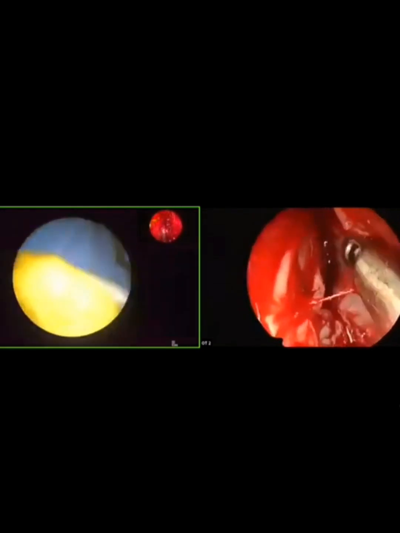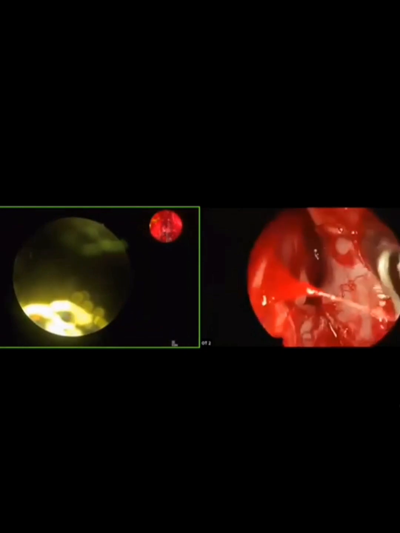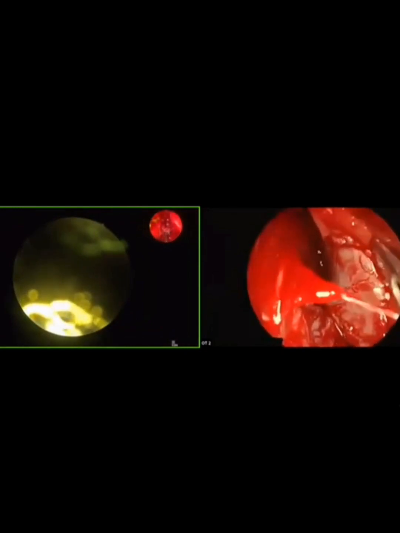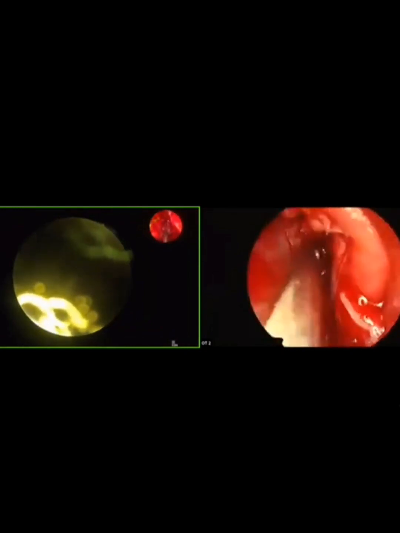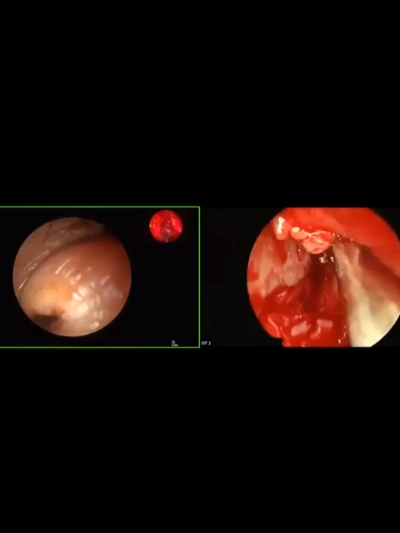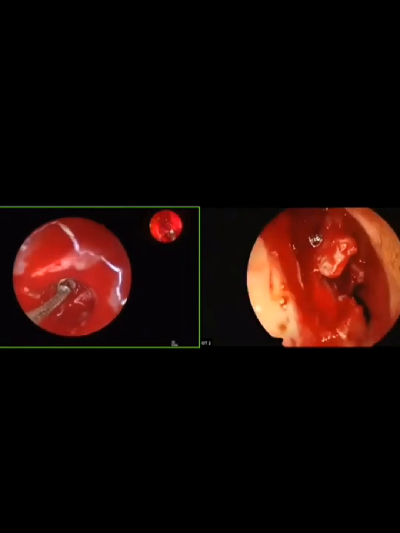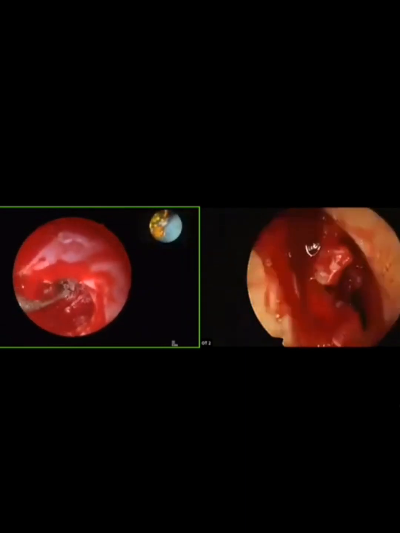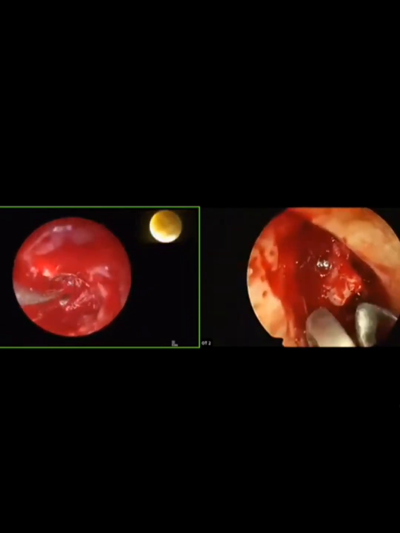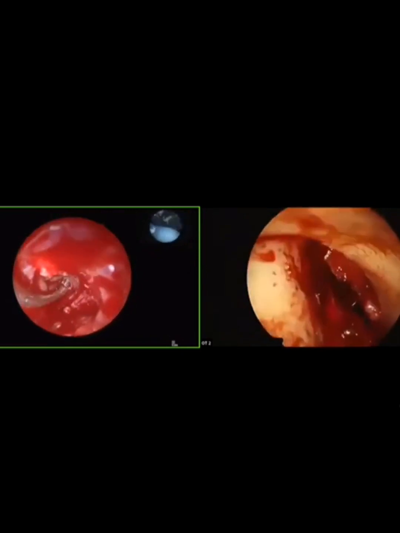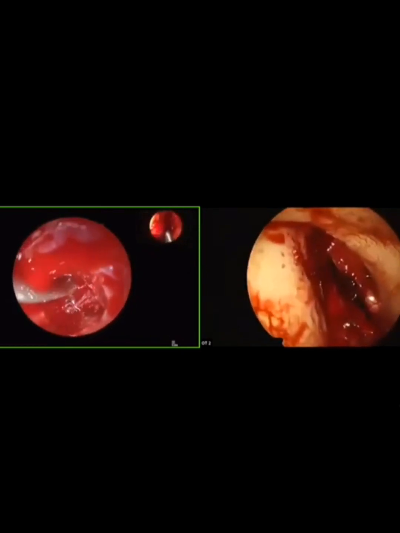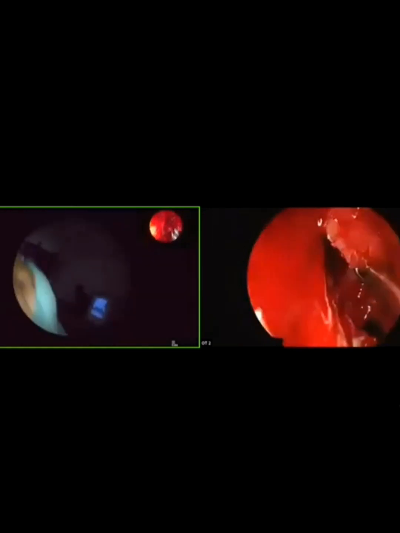Let me try. Scoop. Frontal scoop. Frontal ball point. Let me try if I can reach with the scoop or not. Bleeding is also there. Yes. This was a type 4 frontal cell as per the CT scan.